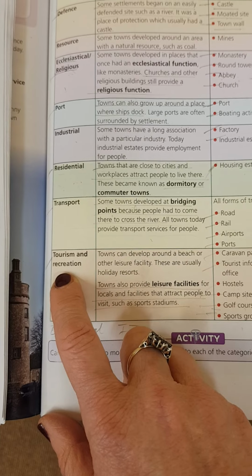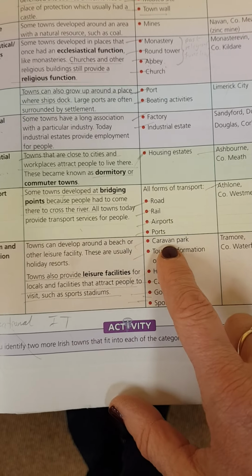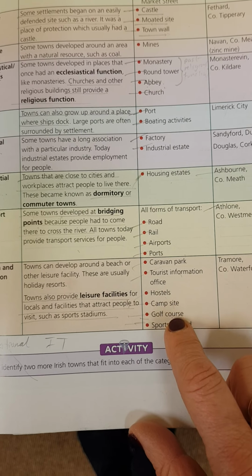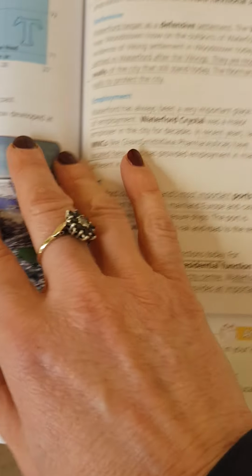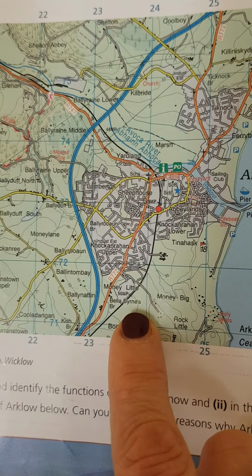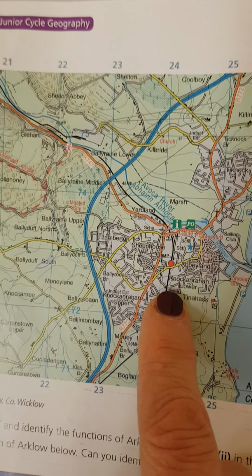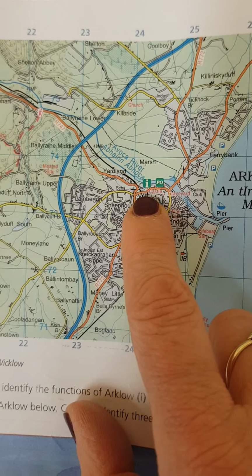Many towns have tourist and recreation. The function of tourism and recreation, how do we see it? A caravan park, tourist information office, hostels, campsite, golf course and sports ground. Those symbols on the maps, for example, we saw it there, I can't remember which one it was. The eye represents a tourist information.